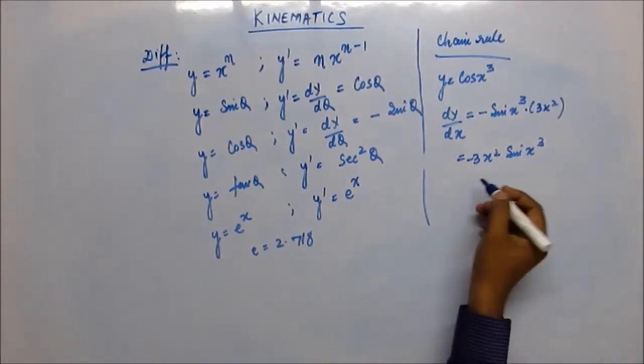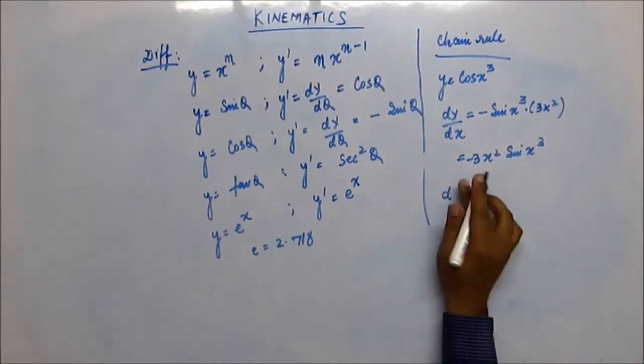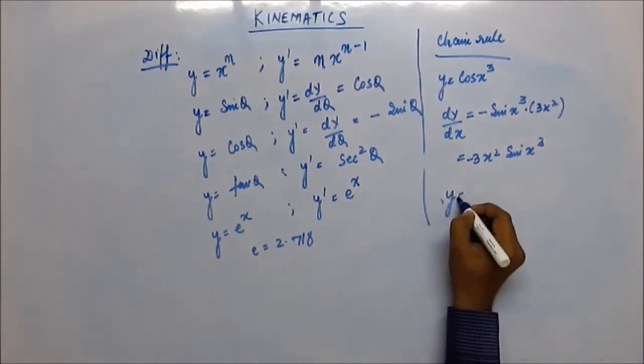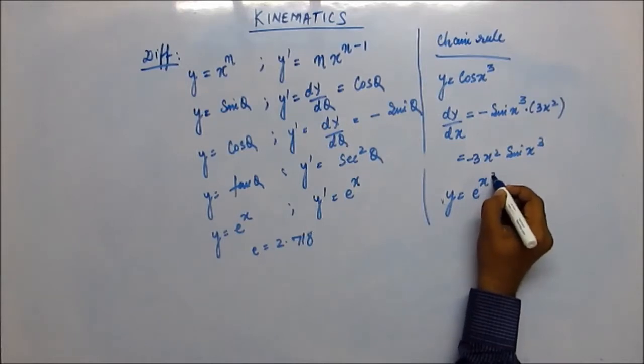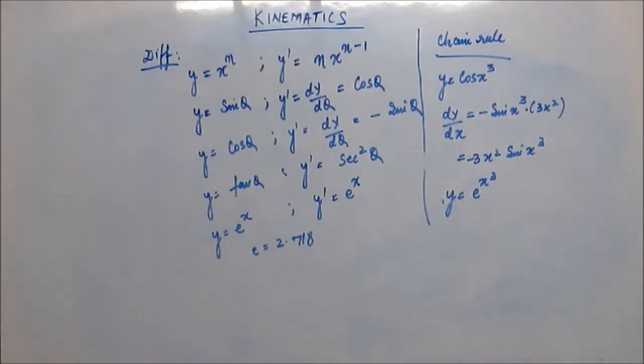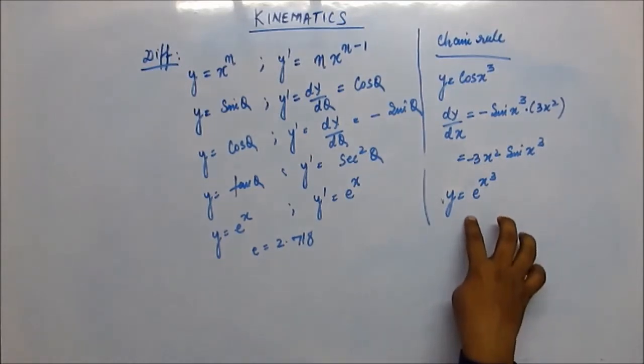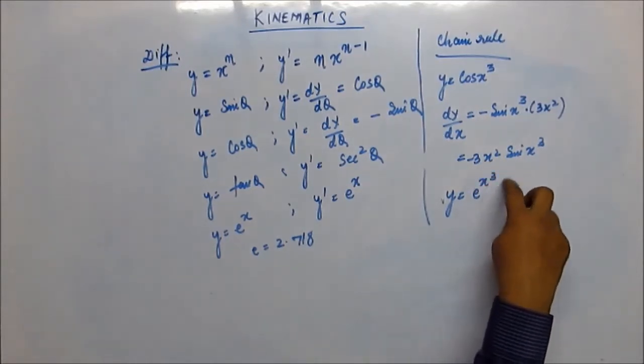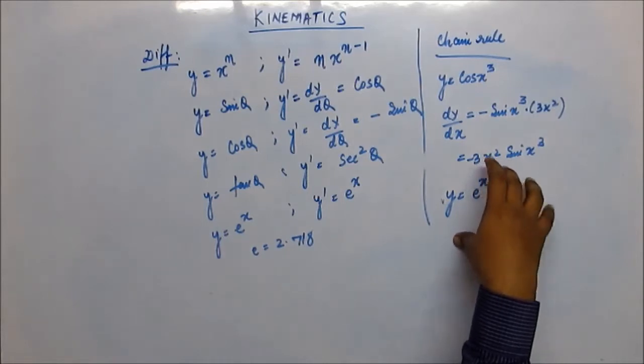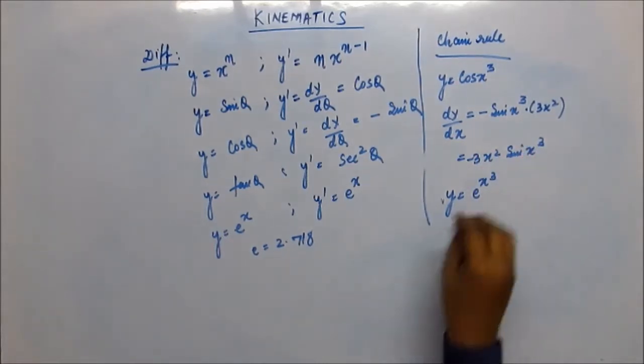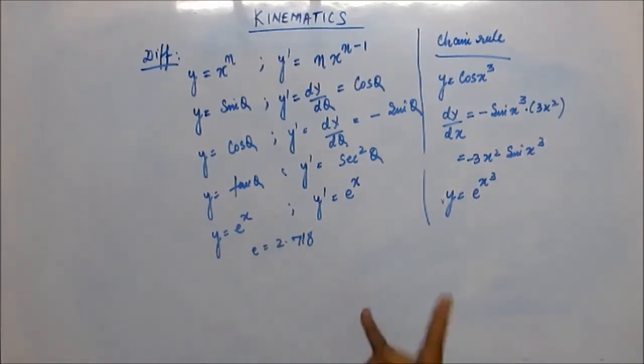Okay? For example, y is given as e to the power x cube. Now again, if e to the power x cube is given, apply the chain rule. Just differentiate e to the power something without thinking what's there in the power of e. E to the power something, differentiation of e to the power x is e to the power x.